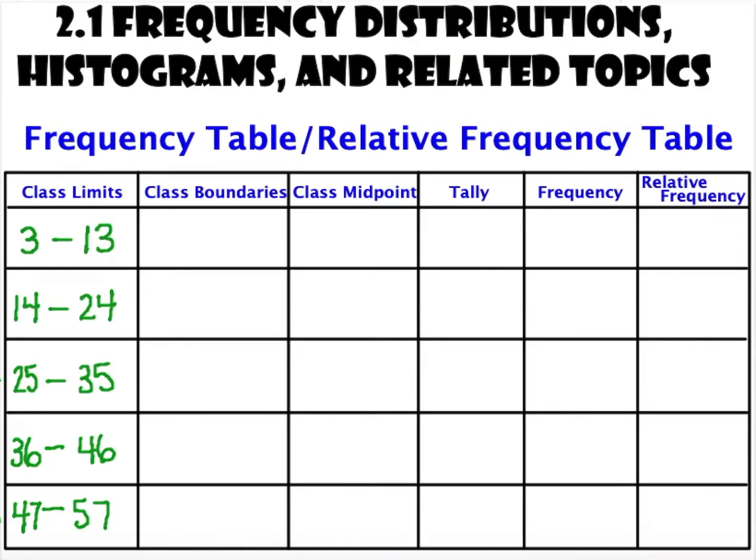Now eventually we're going to graph these, and we don't want to have any gaps between our classes. So class boundaries is going to take care of that. Class boundaries basically goes a half a point below and a half a point above your class limits. So this first one, the class boundary would go from 2.5 to 13.5. The next one, half a point below and a half a point above would be 13.5 to 24.5. And that way we're not going to have a gap between class 1 and class 2 here. They'll fit nicely together on our graph on our number line.